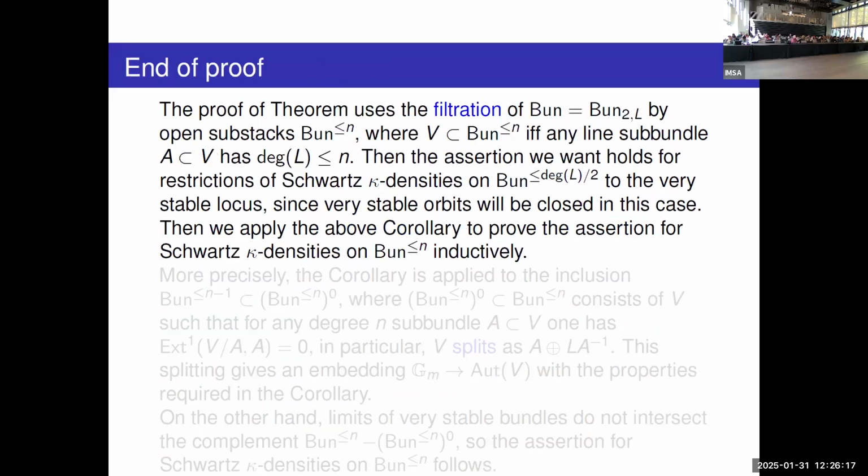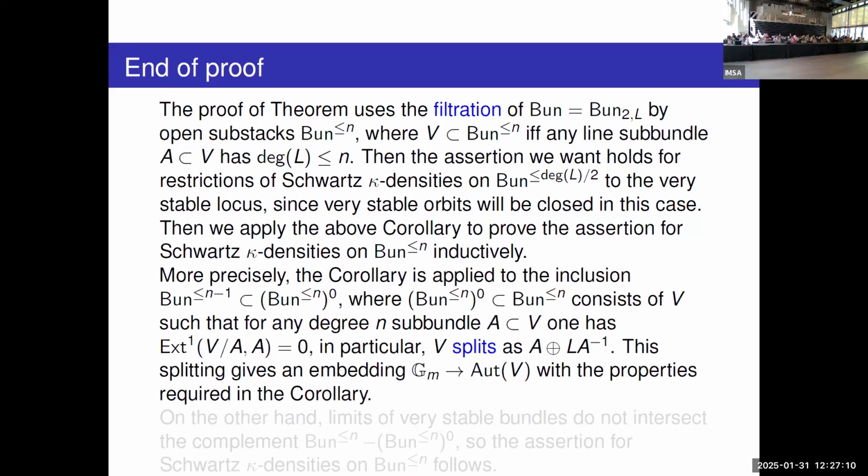And in the application to the stack Bun of bundles of rank 2, we apply this to the standard filtration of the stack by bundles which are less and less stable. So we can measure stability by assigning what degree of line subbundles can appear. So we can have larger and larger degree, which gives us a standard filtration, degree less than or equal to n. And so the idea is that we can check exactly which characters of the action of the stabilizer on the fiber of the canonical bundle we get at points of the complement.